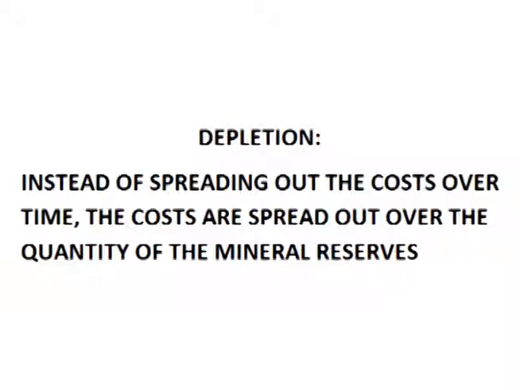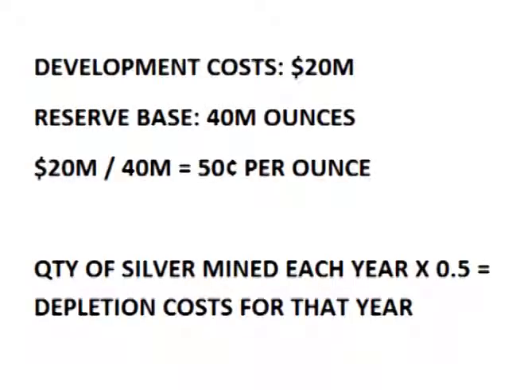Depletion is like depreciation, only instead of spreading out the cost over time, it is spreading out the cost over the amount of reserves that the mine has. For example, let's say that a mining company spends $20 million developing a mine that has 40 million ounces of silver in reserves. The mine will apply 50 cents of developing cost to each ounce of silver. At the end of each year, the company will multiply the number of silver ounces mined that year by 50 cents an ounce and record that as a depletion cost.